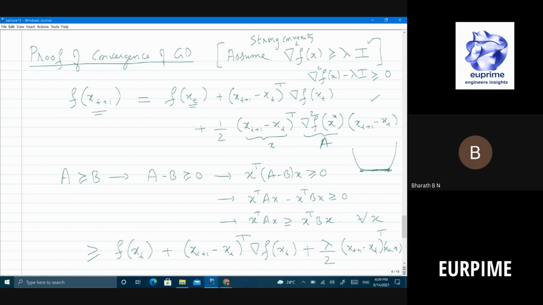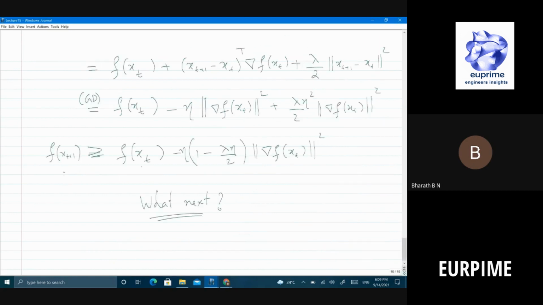That's what we did. Then we said, well, the Hessian is greater than or equal to lambda times identity. So I can think of xt plus 1 minus xt as x. So it's like x transpose Hessian x, which is definitely greater than or equal to lambda times identity. So I just replace it by the same, right? We got lambda by 2 times xt plus 1 minus xt transpose times xt plus 1 minus xt. So it's like x transpose x, which is the inner product, which gives me the norm squared.